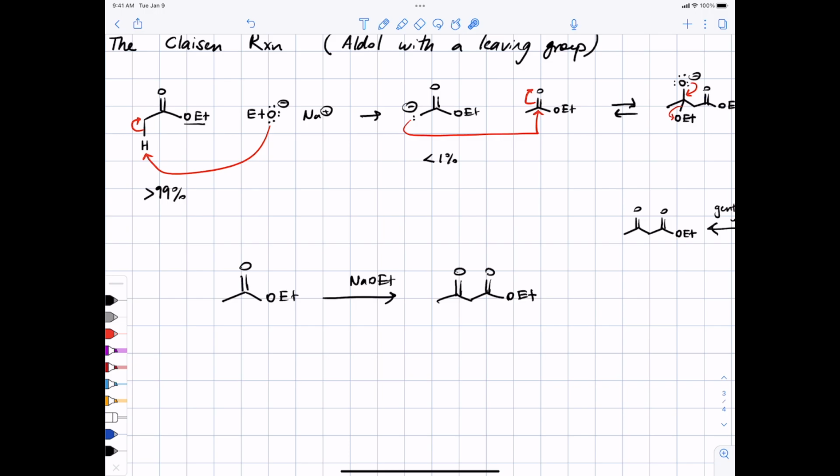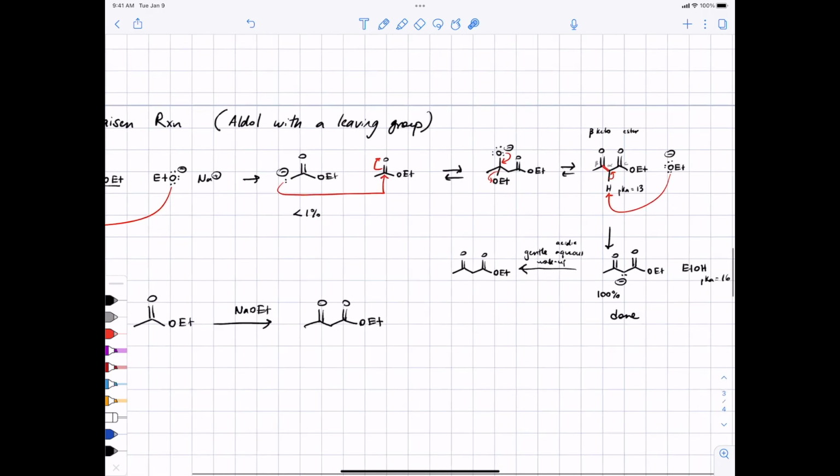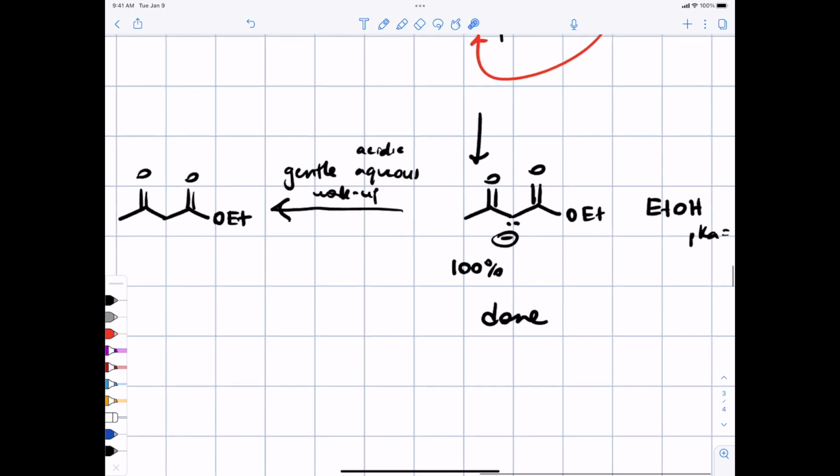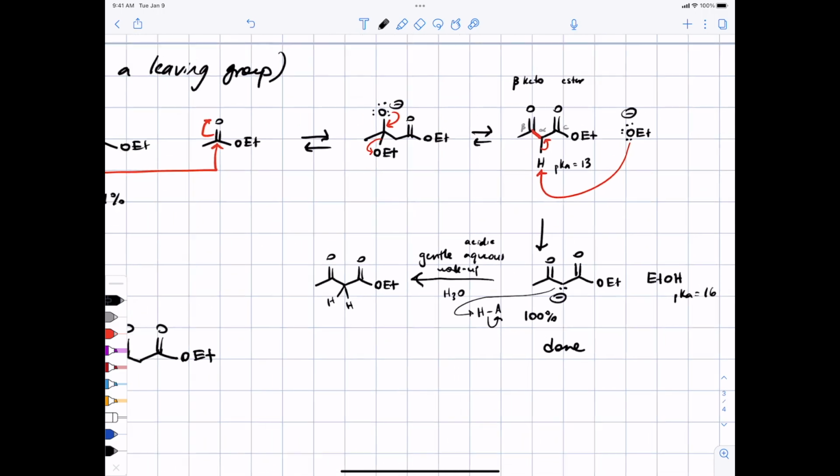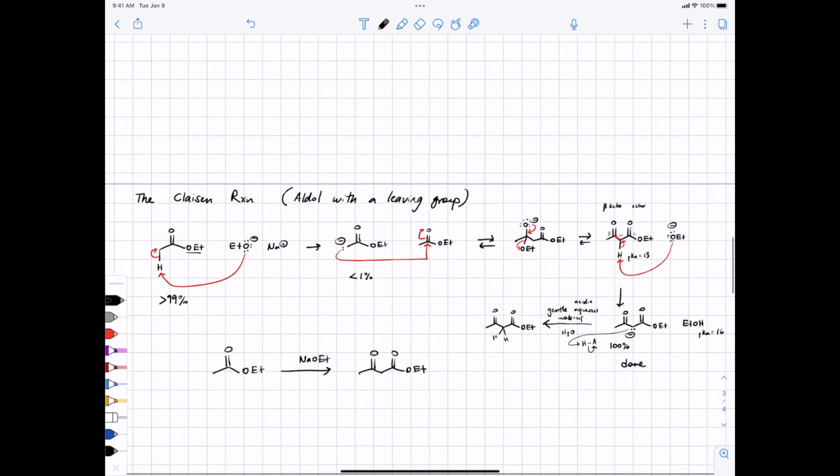What else? Yeah. How does the aqueous workup, like where do the electrons go? You're just adding enough H3O+ to protonate that negative charge without hydrolyzing the ester. Yeah. What else?